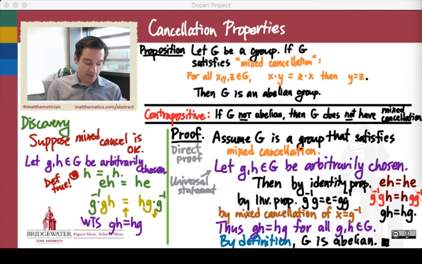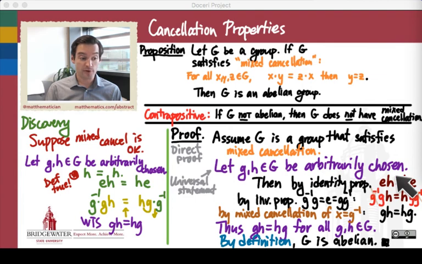And so this now is a careful proof of this proposition. So assume that G is a group that satisfies mixed cancellation. If I'm reading this proof or watching this video, I know that's a direct proof that's coming up. Then we're going to let G and H be arbitrarily chosen elements of my group.